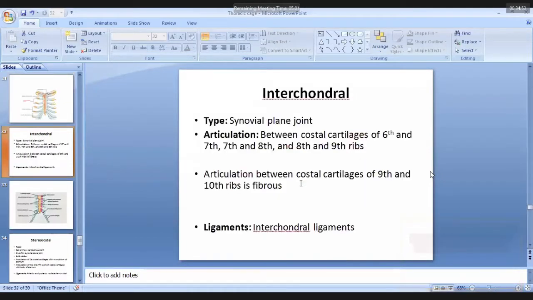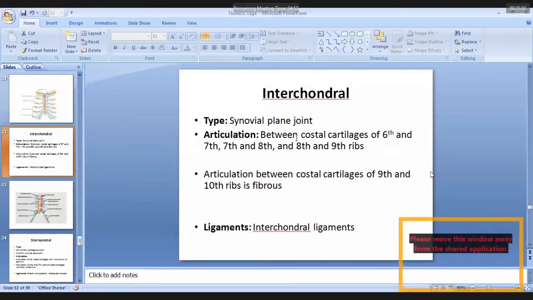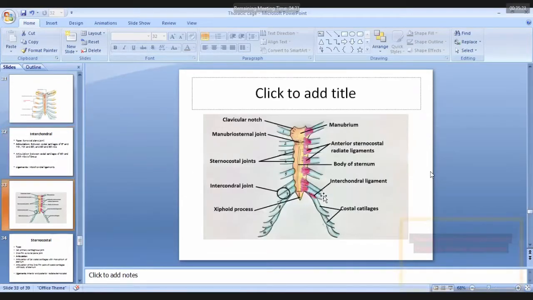The interchondral joints are the joints between the costal cartilages of 6 and 7, 7 and 8, 8 and 9 ribs, and they form the costal margin. These are a type of synovial plane joint. The articulation between the costal cartilages of the 9th and 10th ribs is a type of fibrous joint. All the others are plane synovial joints. The ligaments associated with the interchondral joints are known as interchondral ligaments. So these are the interchondral ligaments connecting these interchondral joints.